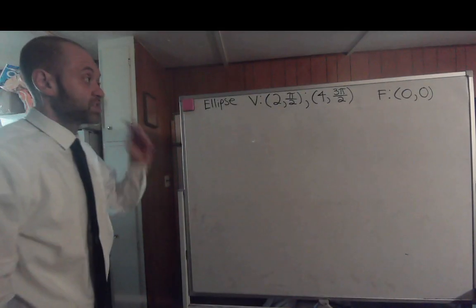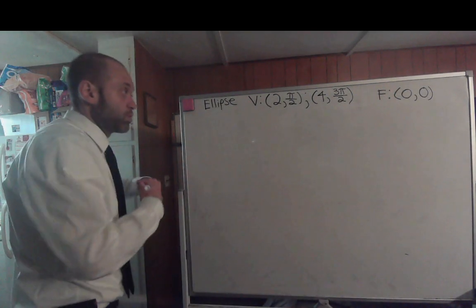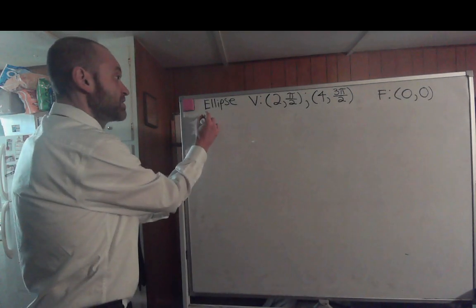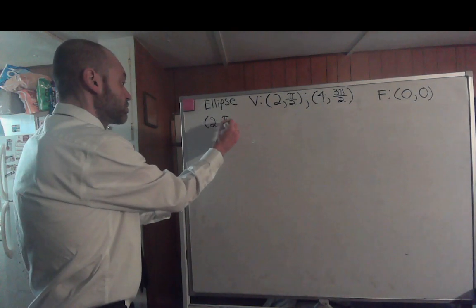First things first, I would suggest converting these polar coordinates into rectangular coordinates. So let's convert that 2, pi over 2 into a rectangular coordinate.